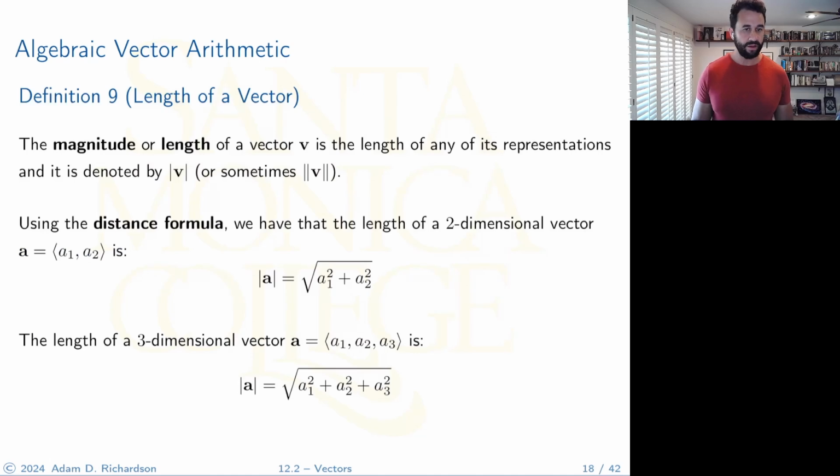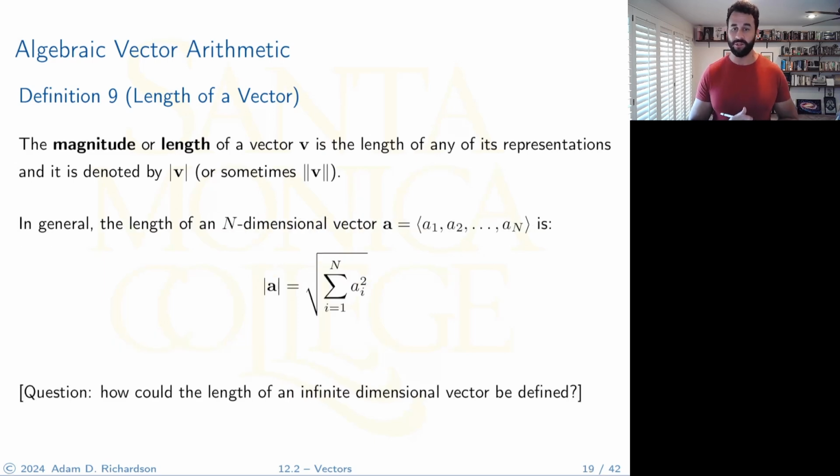All right. Now, length of a vector is kind of what you would imagine. The magnitude or length of a vector is the length of any of its representations. We denote it using the absolute value symbol, or sometimes a double bar. You'll see that more in later classes. How do we compute the length? The distance formula. It's just the distance from tip to tail. That's really all it is. In 2 dimensions, you get a1 squared plus a2 squared, and then take the square root. In 3 dimensions, a1 squared plus a2 squared plus a3 squared, take the square root, and that's the length of the vector.